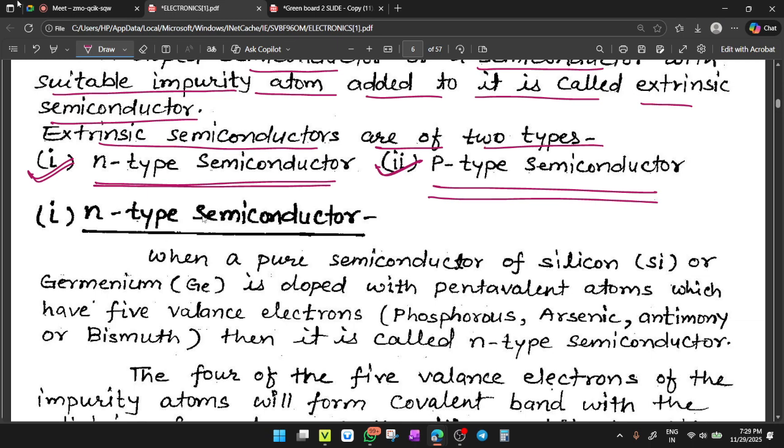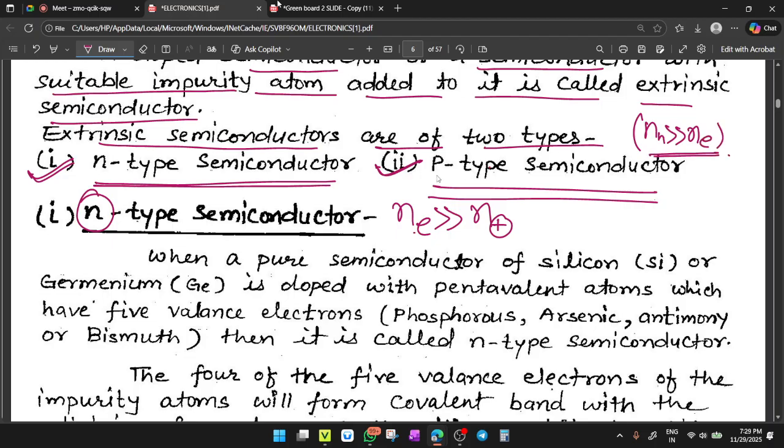Why are they named so? N-type semiconductor and P-type semiconductor. Remember, N means negative. So when the negative charge carriers are greater than the positive charge carriers, clear? It means electrons are greater than holes, then the type of semiconductor is called N-type semiconductor. And P-type semiconductor means holes will be greater than electrons. Clear?